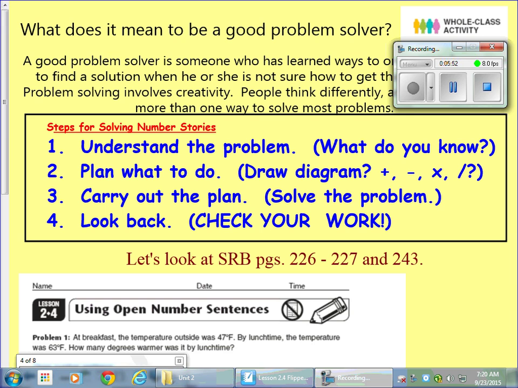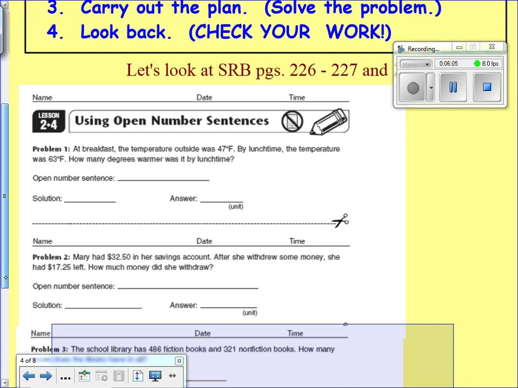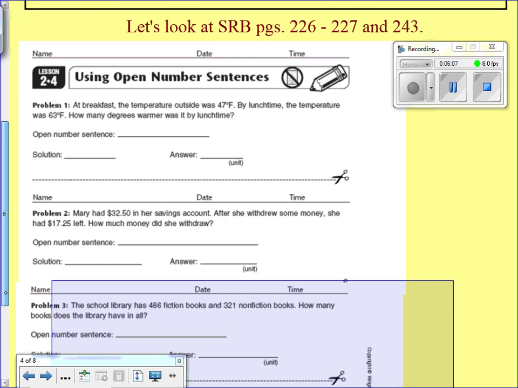Two, plan what you want to do. Are you going to be adding, subtracting, multiplying, or dividing? Three, you're going to carry out the plan. So how are you going to solve the problem? Then you're going to look back and check your work. Please remember to always check your work on these problems. Let's take a look at the first one here. These are all practice problems. They're not going to be in your homework. So let's take a look here.